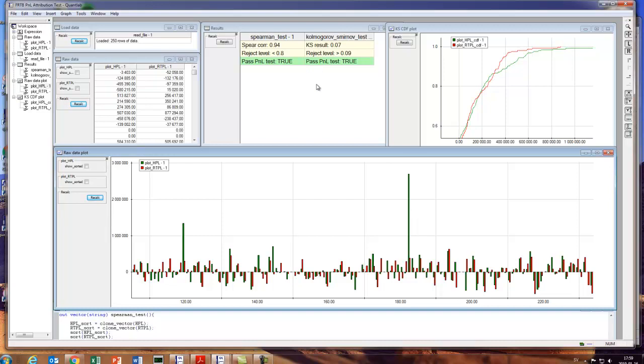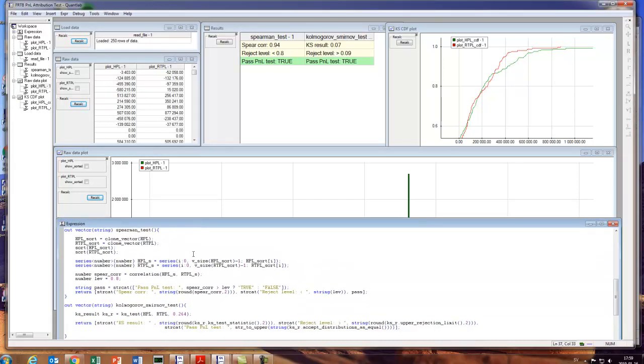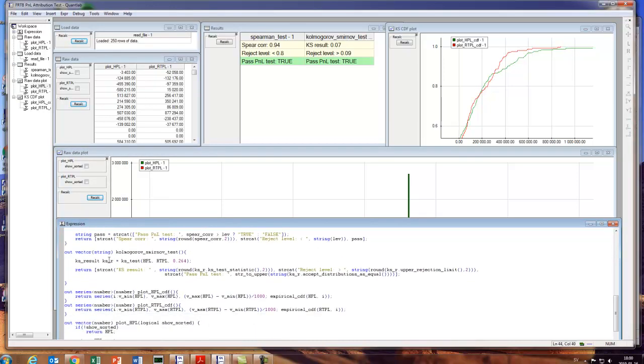Now we passed the test, so everything is nice. But if we would have not passed the test, that would probably have been the culprit for not passing. And this is just showing how to use some Quantlab code to do the Kolmogorov Smirnov test and also the rank correlation.